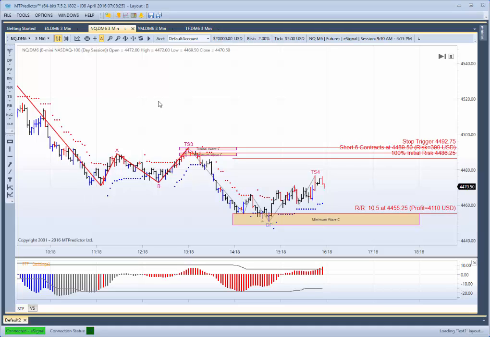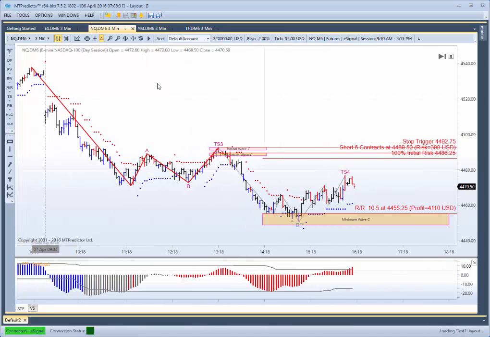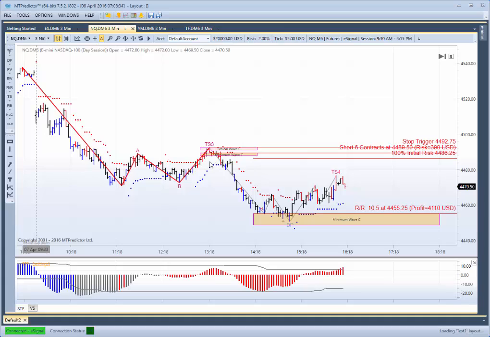I want to have a look at the other US minis because I only skipped over them very quickly in my last video. So I suggest you first look at my video earlier today to see the details on this TS3 sell setup on the NQ, how it is in the direction of the large degree trend, and as such was a good trade to take.